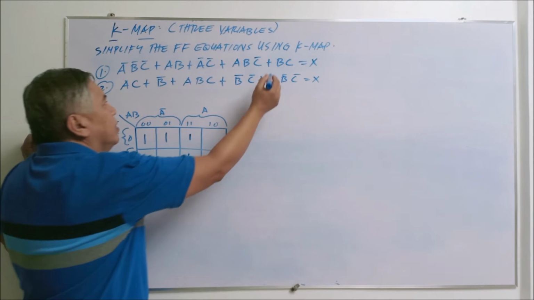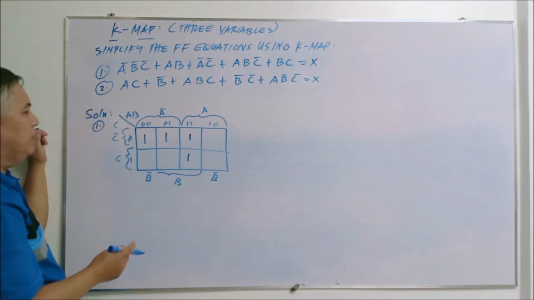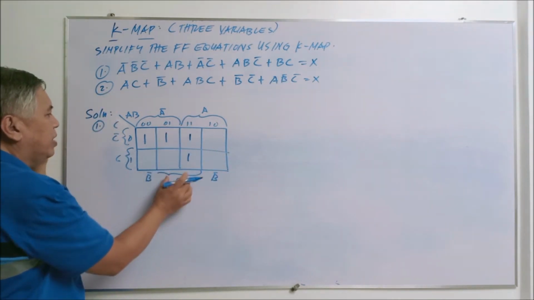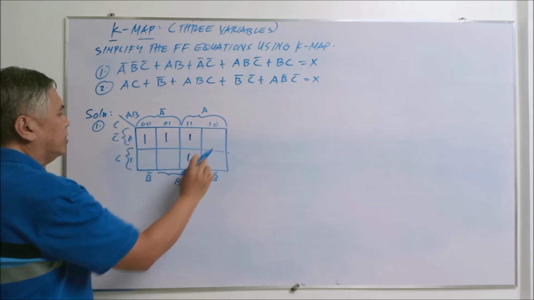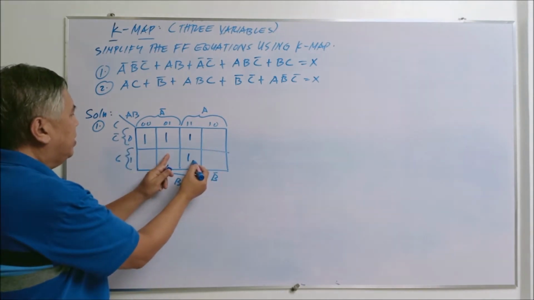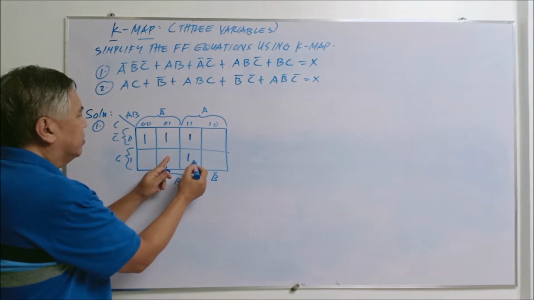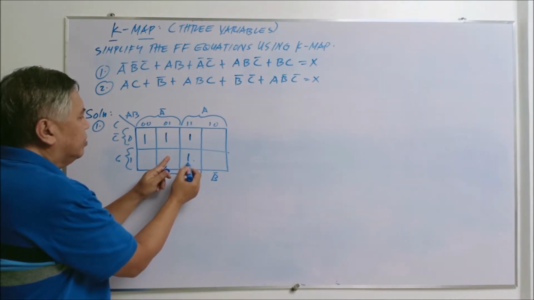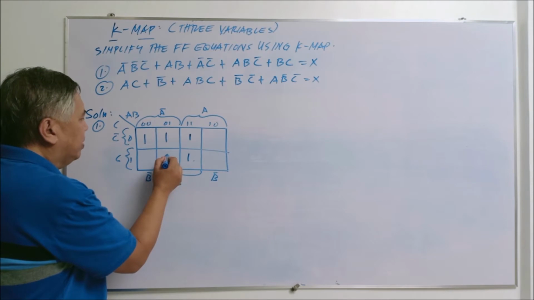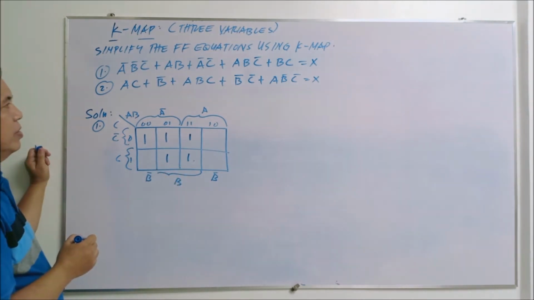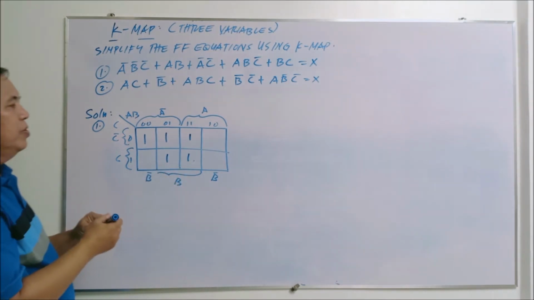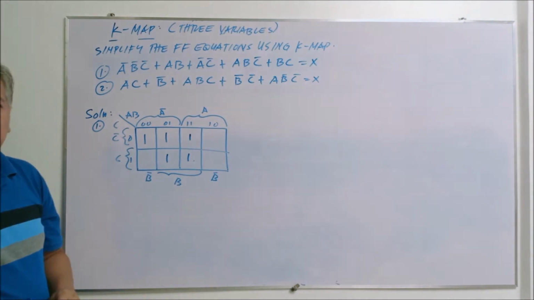Then you have BC. Where's your BC? This is under B, and this is under your C. So, what is the intersection? B, C. So, this one, these 2 adjacent cells. Okay? Now, since there is already 1 here, so you just have to place a 1 there. So, that will be the location of your output.